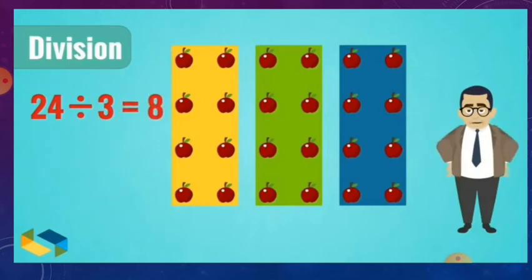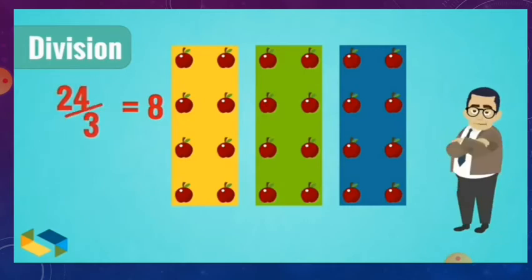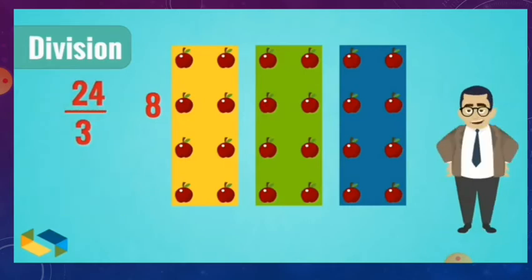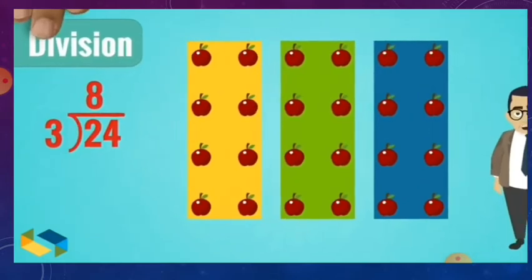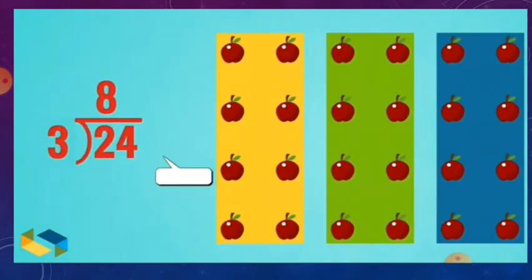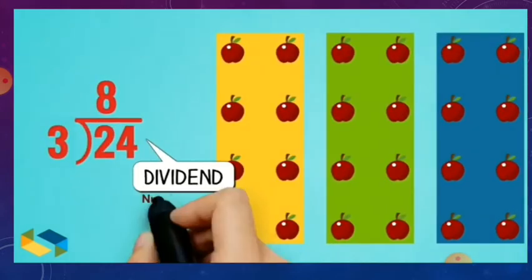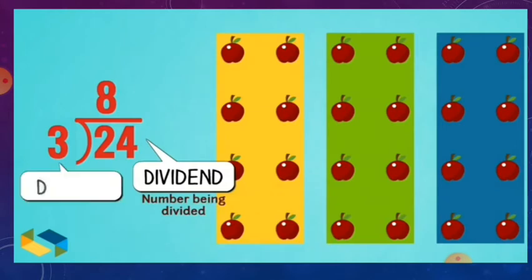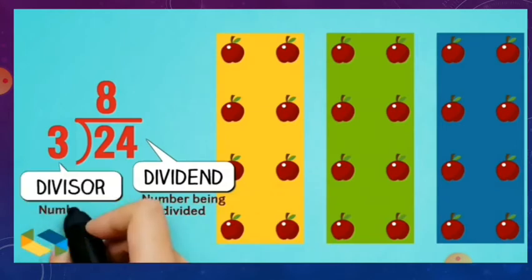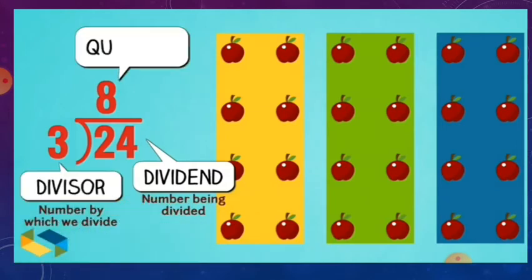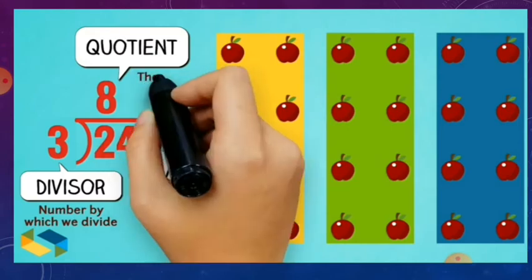There are 4 different ways to write the division expression. This is the first, and the second, and the fourth way is very popular when it comes to solving division problems. In any division expression, we call the number to be divided as dividend, the number that divides as divisor, and the result we get after division as quotient.